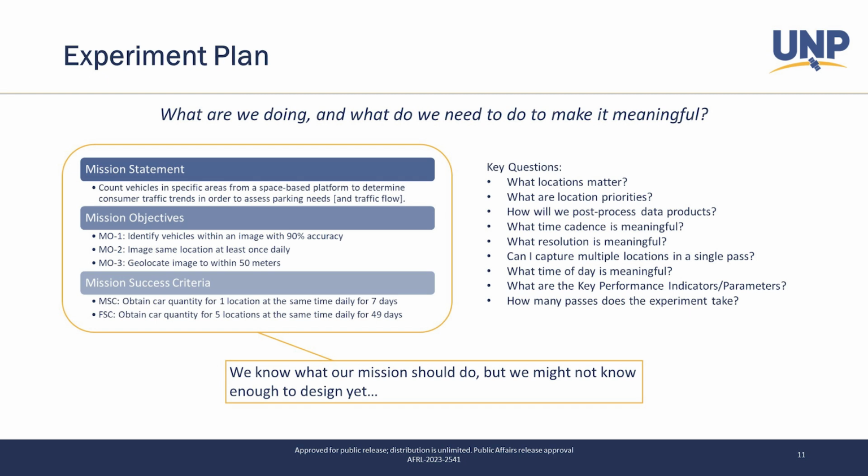What are the key performance indicators or parameters of the experiment? So it's a little bit of a buzzword, but there's kind of a question of how much data is meaningful. And then how many passes will the experiment take? So for mission success criteria 1, is it I only need 7 images and I'm good to go? Or are there things that we're missing there once we play that experiment out?